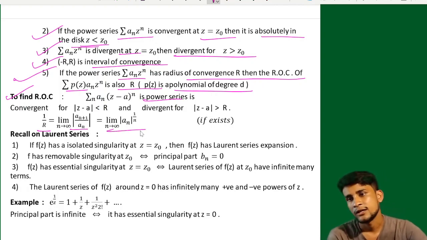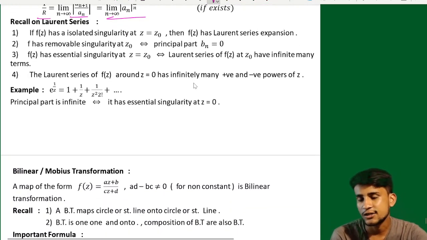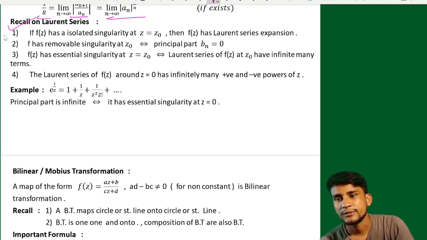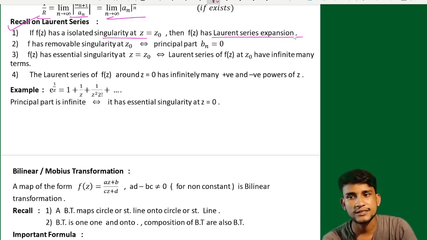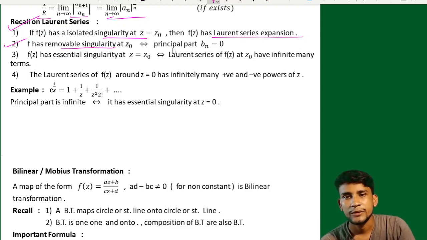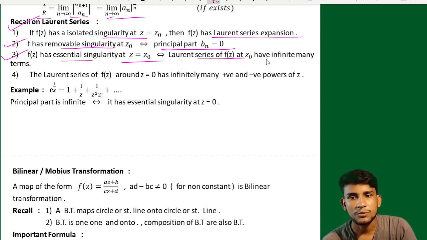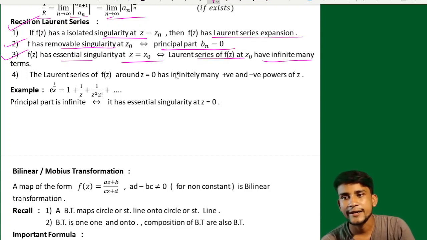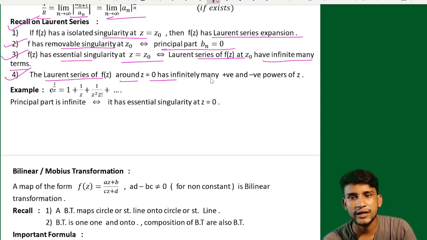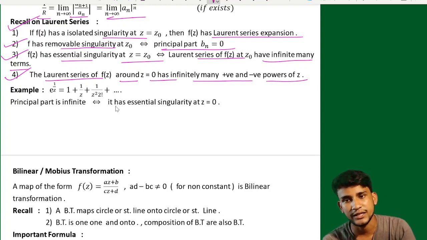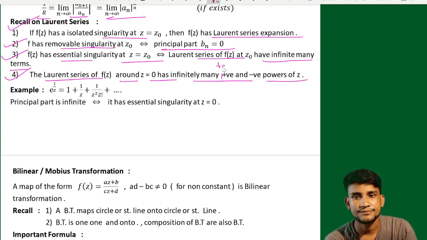Okay, so recall the Laurent series. The Laurent series is a very important concept. If f(z) has an isolated singularity at z equal to z0, then f(z) has a Laurent series expansion. Two: f(z) has a removable singularity at z equal to z0 if and only if the principal part b_n equals 0. Three: if f(z) has an essential singularity at z equal to z0, then the Laurent series expansion of f(z) at z equal to z0 has infinitely many terms. Number 4: the Laurent series expansion of f(z) around z equal to 0 has infinitely many positive and negative powers of z, infinitely many terms.